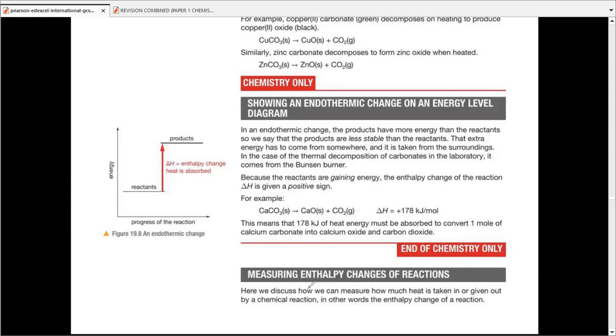Let's discuss how we can measure enthalpy changes mathematically after performing an experiment in lab. How we can measure how much heat is taken in or given out in a chemical reaction when we actually perform it in lab. Let's discuss that.